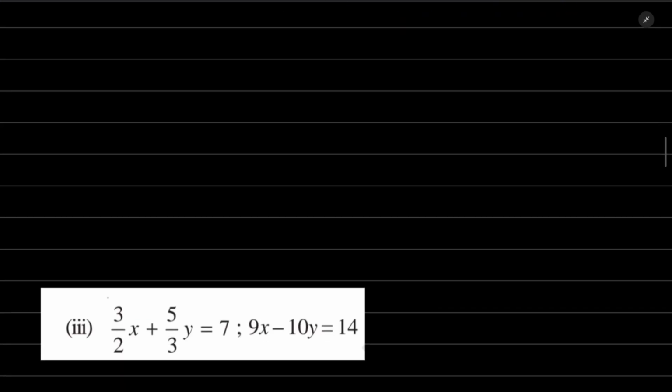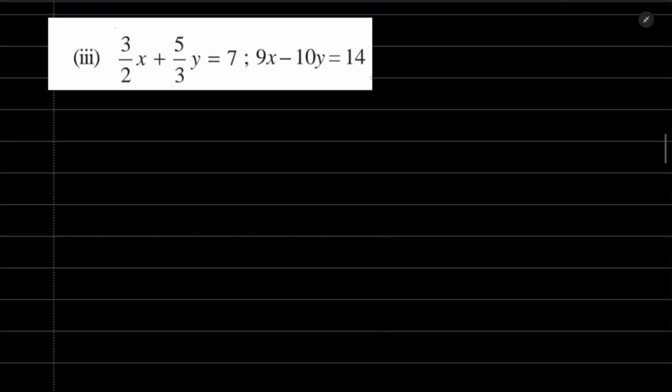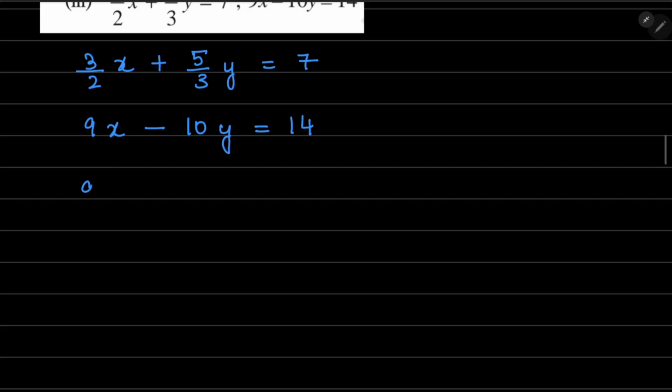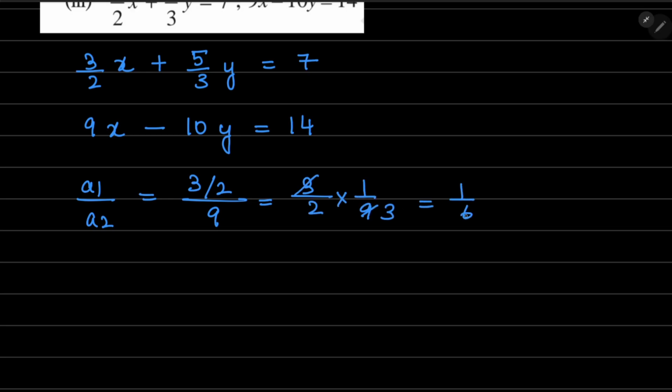Let's move on to the third question. Again, let's take the ratio. You're given the first equation as 3 by 2 x plus 5 by 3 y equal to 7, and 9x minus 10y equal to 14. Let's take a1 by a2. a1 by a2 will be 3 by 2 whole divided by 9, which is 3 by 2 multiplied by 1 by 9. So this is nothing but 1 by 6.